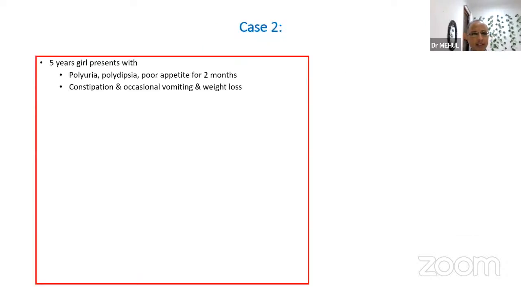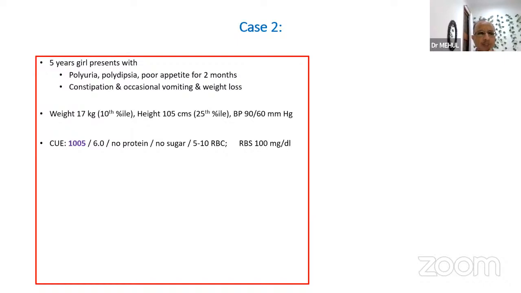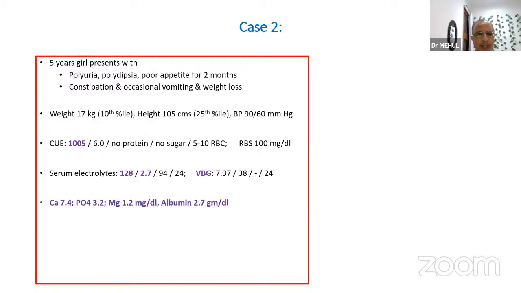Moving on to another case, a 5-year-old girl who presented with polyuria, polydipsia, and poor appetite for 2 months, had constipation and occasional vomiting with weight loss. This girl had a weight of 17 kilos. She was well grown with normal blood pressure. Her urine showed a specific gravity of 1005 with no protein, no sugar. There was euglycemia. Electrolytes showed mild hyponatremia, hypokalemia with normal venous blood gas.